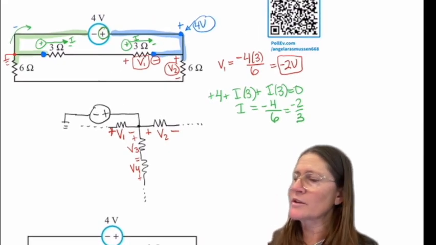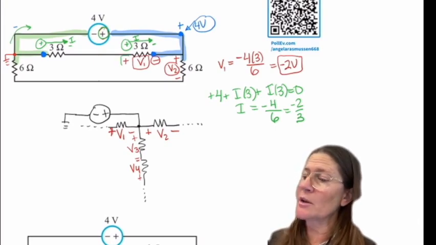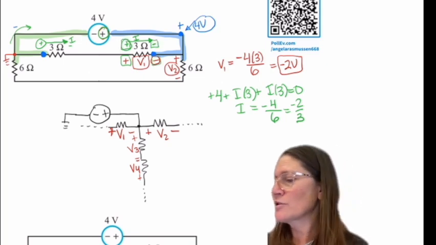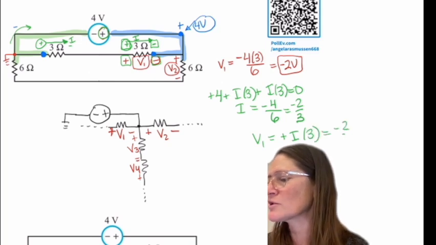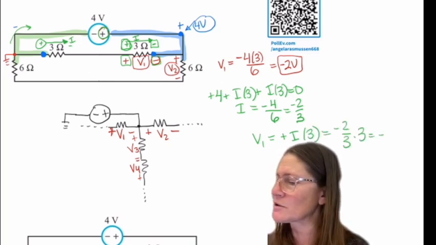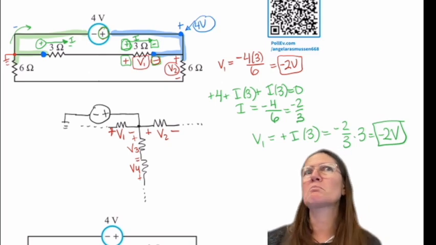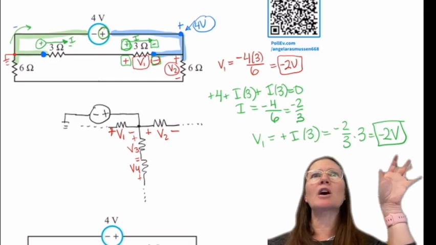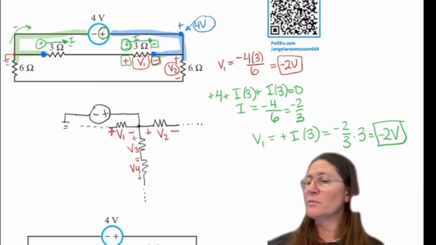Now these polarities are the same, plus and minus and minus. So my V1 is going to be plus I times R, which is 3 in this case. So minus 2 over 3 times 3 gives minus 2 volts. So either method is going to give me the same value. One was taking the KVL loop, solving for I, and the other was to use the voltage divider.